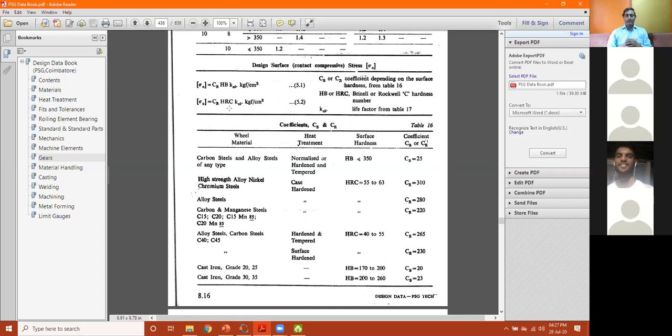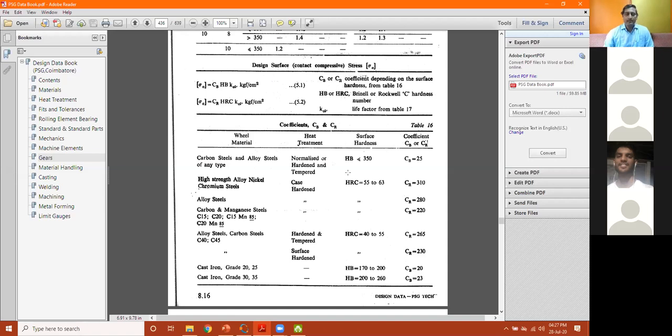Cb or Cr are coefficients depending on the surface hardness, and we can find them from table number 16, which is just below it here. HB or HRC is the Brinell or Rockwell hardness number, and KCL is the life factor, similar to KBL. We will find it from table number 17. So let's do this exercise.